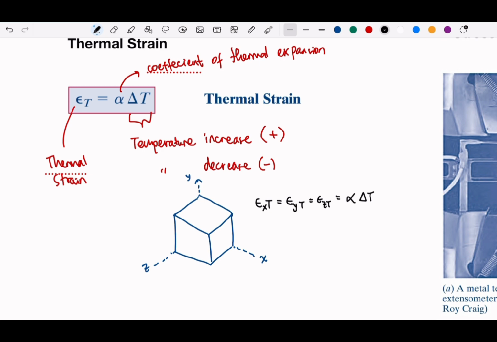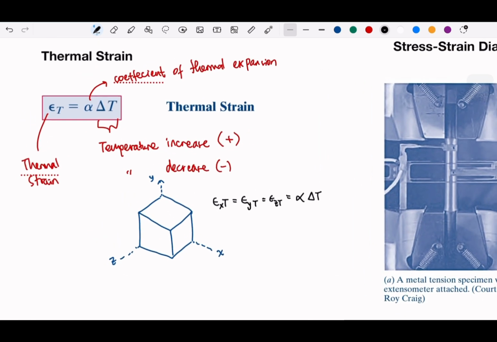Okay, I think there's not really that much for the thermal strain. There are examples, but I will just skip them. There are not many questions related to thermal strain, so I will just skip that.